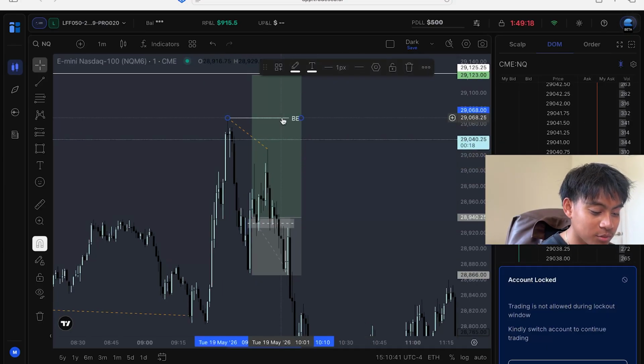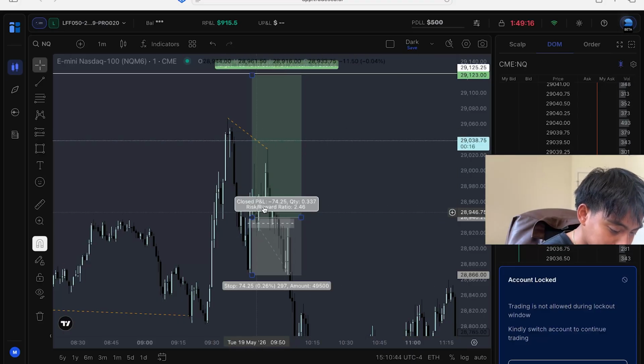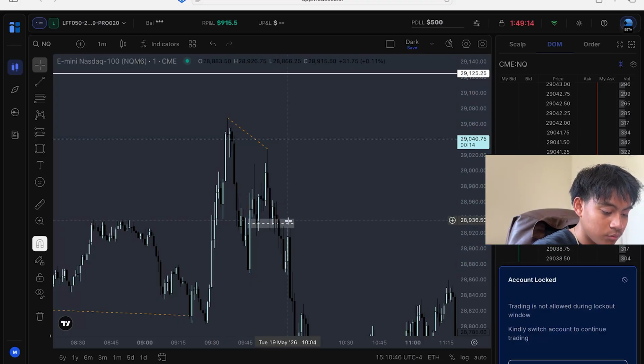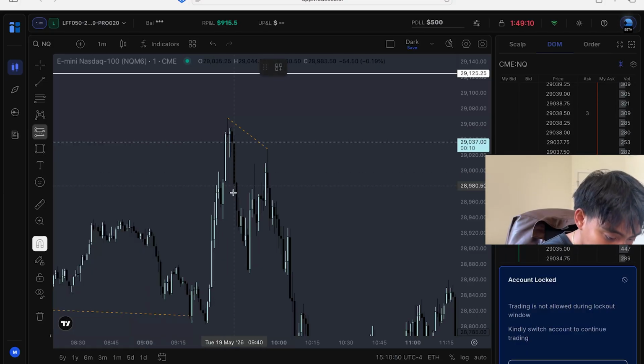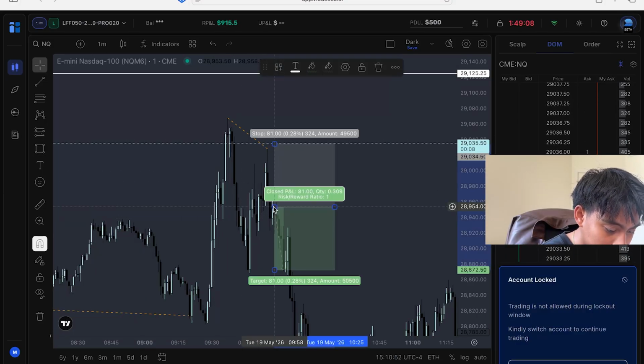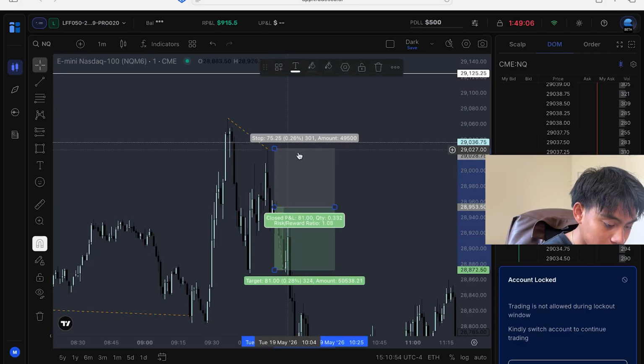And that SMT was actually the basis of my second trade, which was the winner, which is this trade right here. Let me mark everything out, and I'll go into why I took it afterwards. Boom, boom, boom.